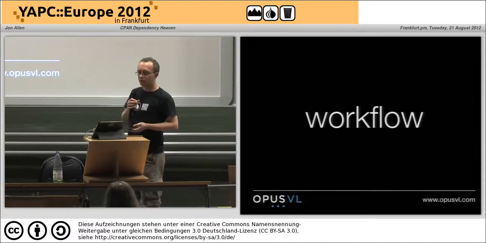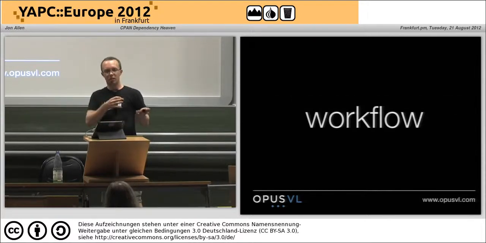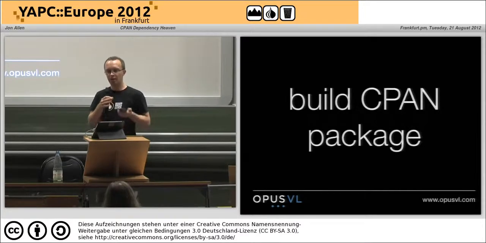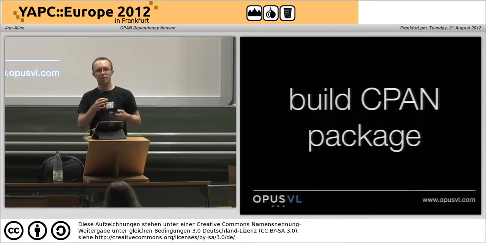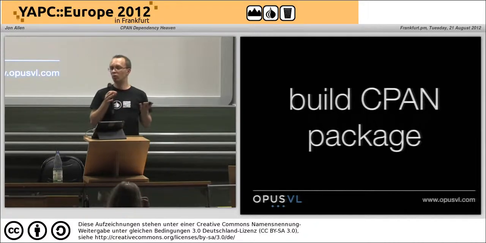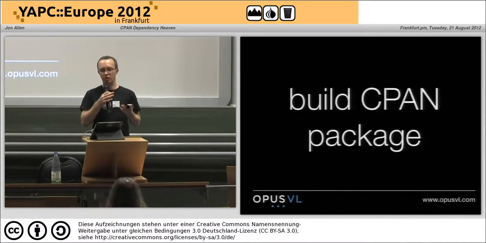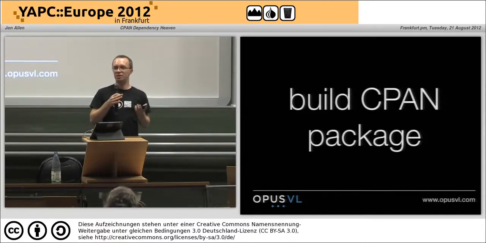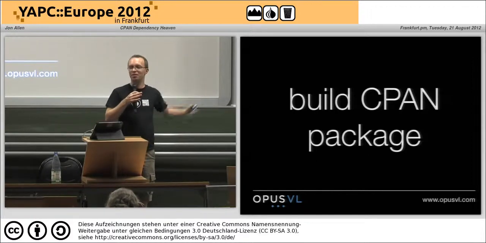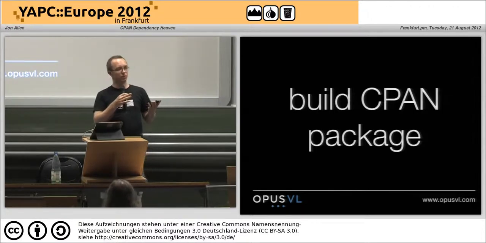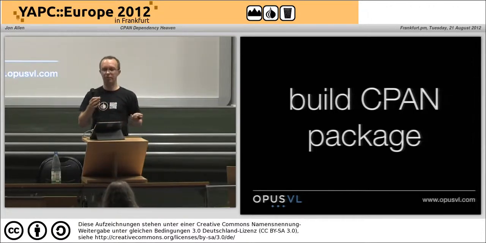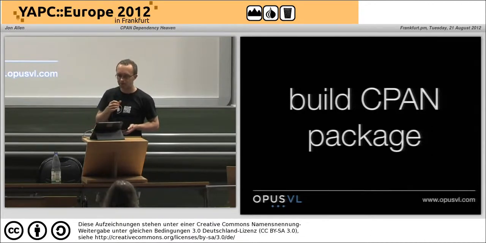So our typical workflow using this: write your code, check it into version control, build a CPAN package. So all the code, everything that we write internally at Opus, whether it's code for ourselves or code for customers, everything starts off as a CPAN style distribution. So the first thing anybody types is module starter, name of module, and module starter builds the skeleton distribution for you, all the files in the right place, gives you a Makefile.PL, and so on.